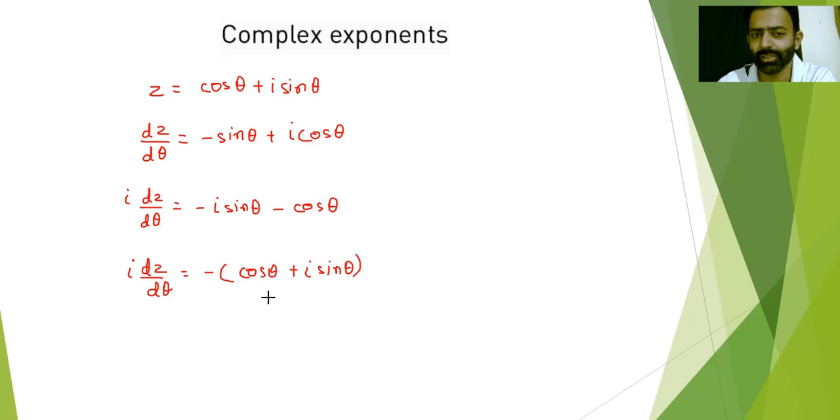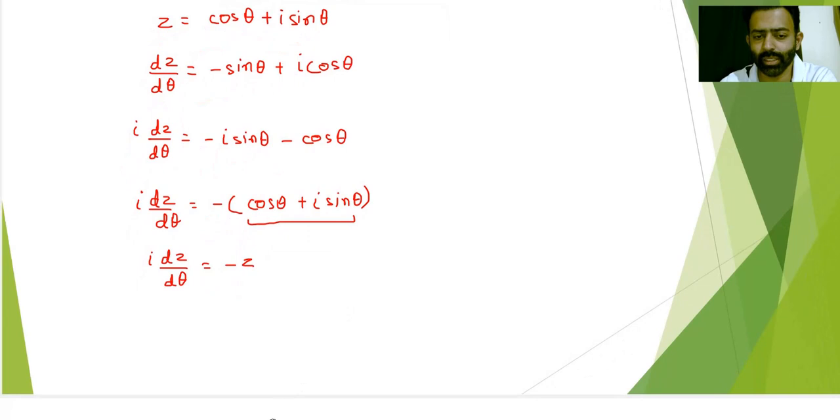Now you can see that this is basically the original complex number, cos theta plus i sine theta. So I can replace this by z. So it becomes i times dz by d theta is equal to minus z. Now we can transfer this i to the right-hand side. So we have dz by d theta is equal to minus z over i.